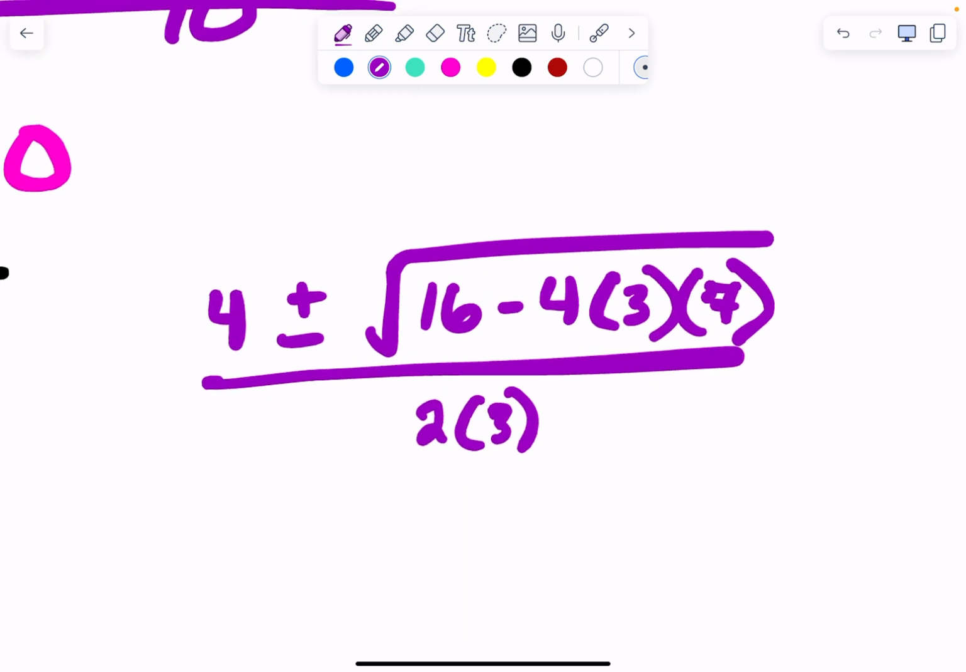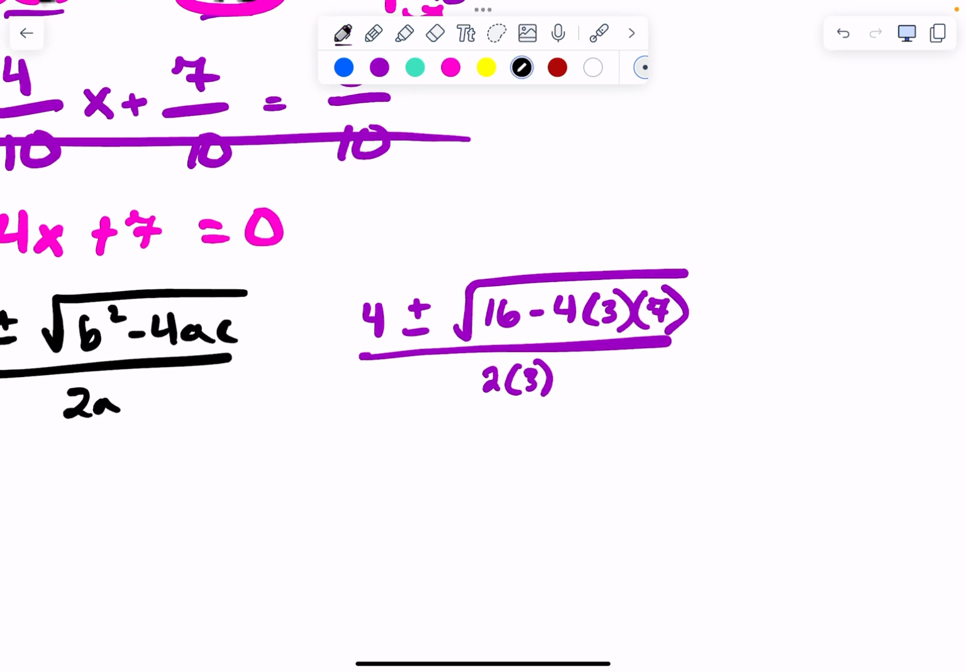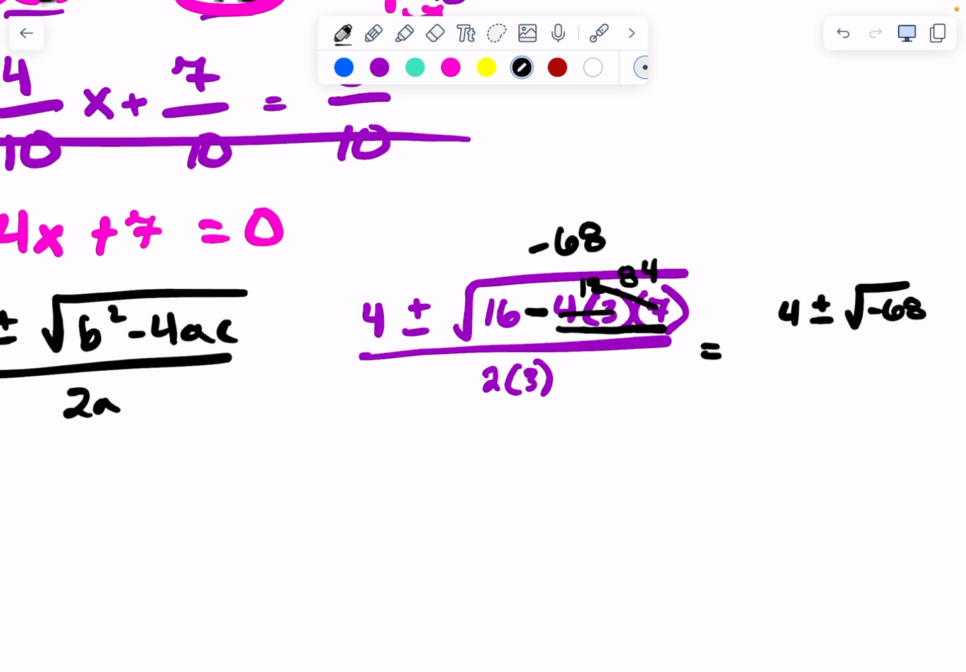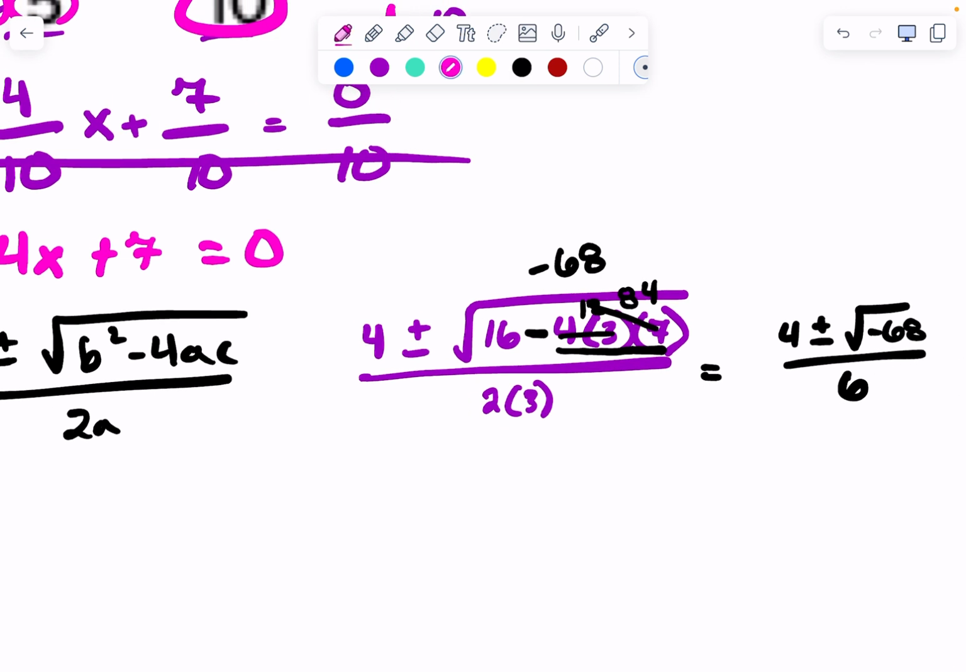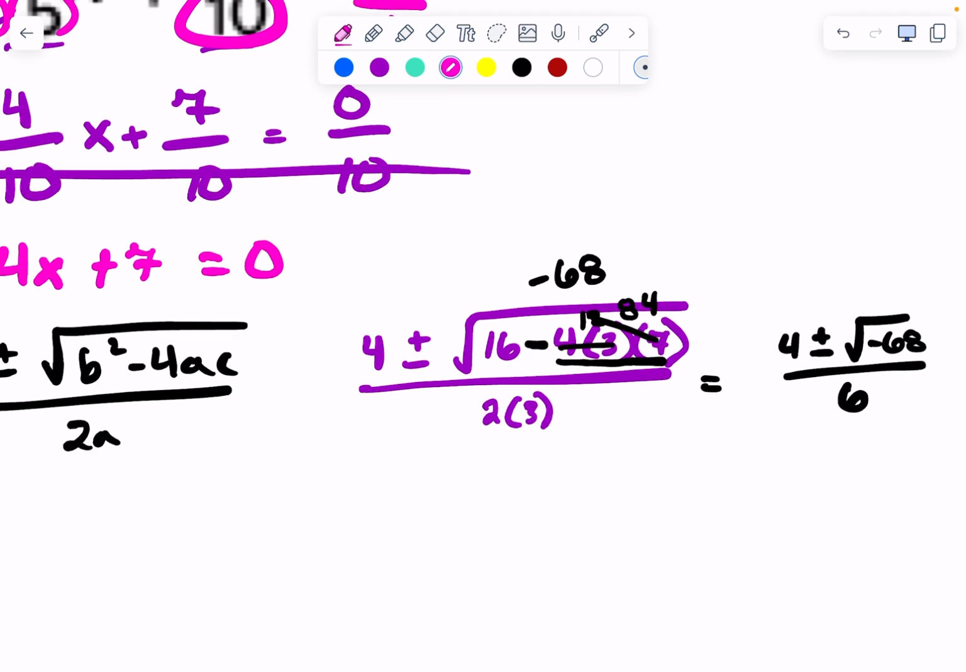Okay, are we good so far? Hold on. What's 4 times 3 times 7? 4 times 3 is 12, 12 times 7 is 84. So we're taking 16 minus 84, which is a huge negative number, negative 68. So right now what we have is 4 plus minus the square root of negative 68 all over 6. We can see right now that that's going to end up with an i, right?